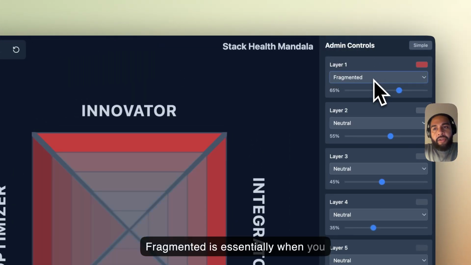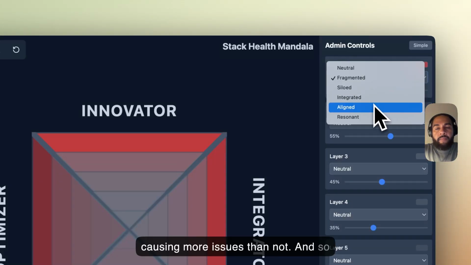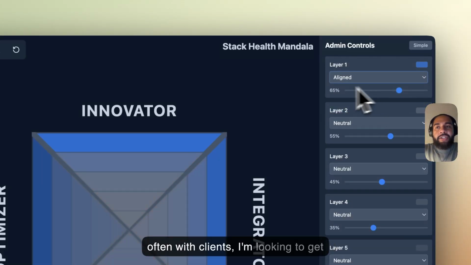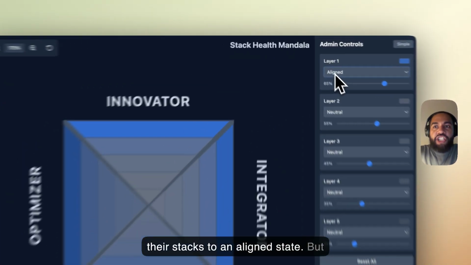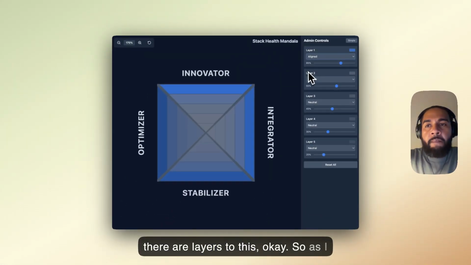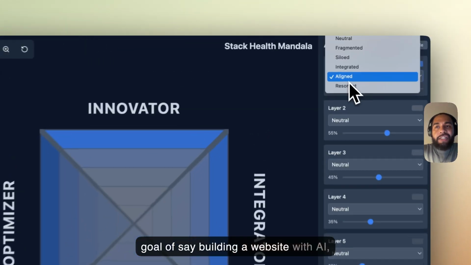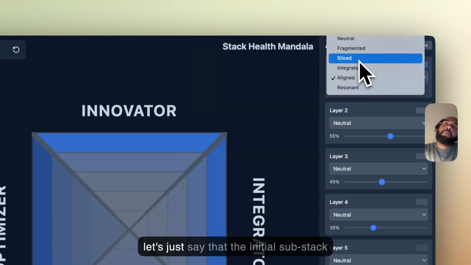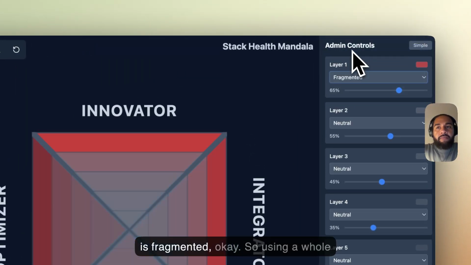Fragmented is essentially when you have a group of tools that don't really work together, right? And they're causing more issues than not. And so often with clients, I'm looking to get their stacks to an aligned state, but there are layers to this, okay? So as I was mentioning, with that original goal of, say, building a website with AI, let's just say that the initial substack is fragmented.